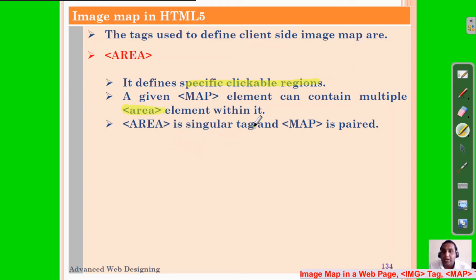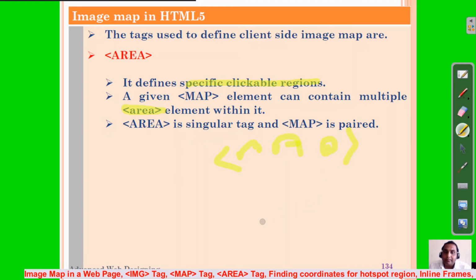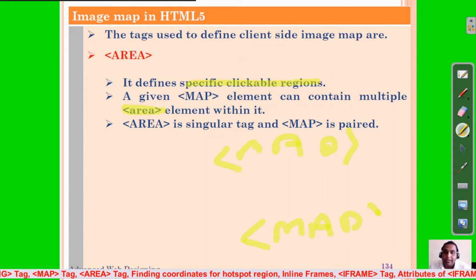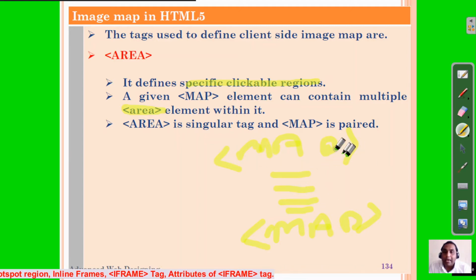Area is a singular tag. That means there is no closing tag to area. Area is a singular tag and map is paired. Let us say this is a map tag, and in between there's an area tag, another area tag, another area tag, as many area tags as you want can come in between the map tag.